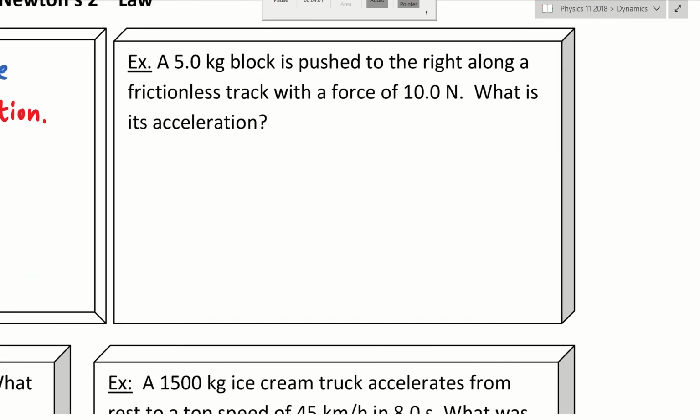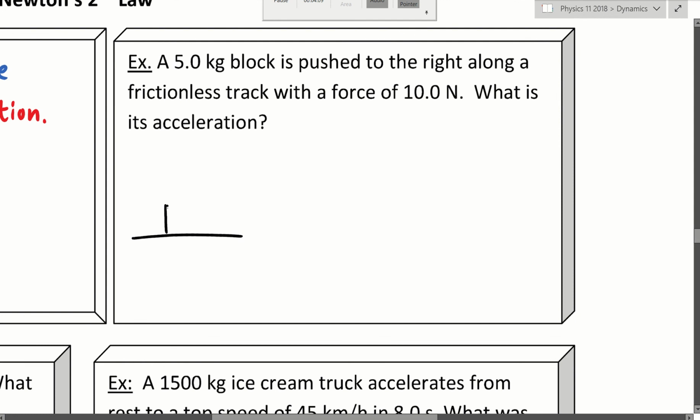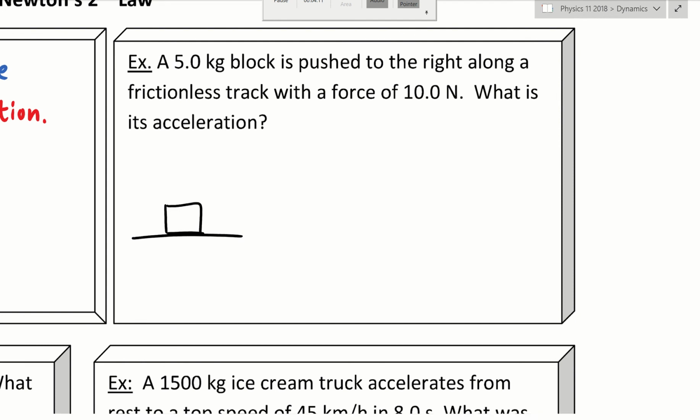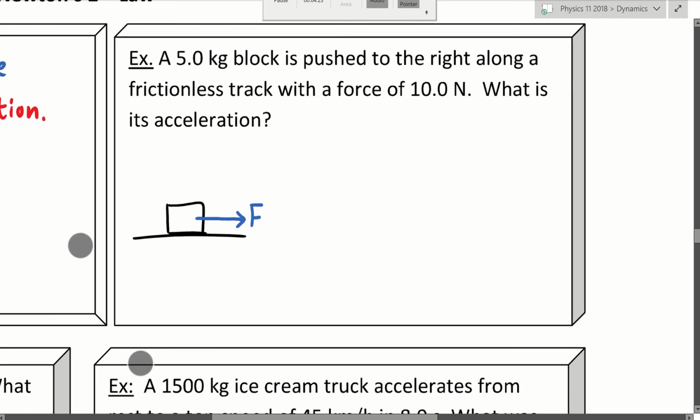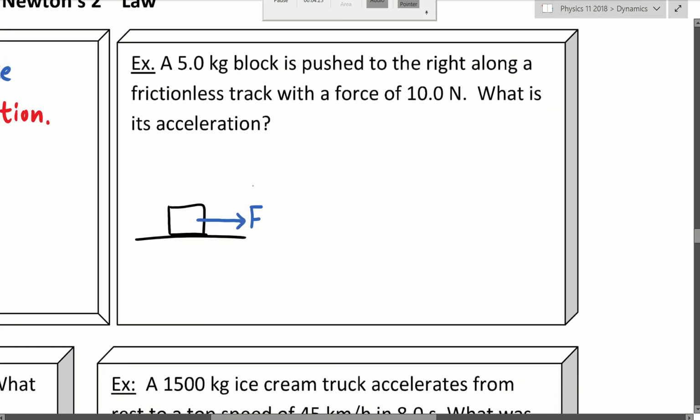First example: a 5 kilogram block is pushed to the right hand side along a frictionless track with a force of 10 Newton. Frictionless means no force of friction. So a block is being pushed to the right hand side. Someone is pushing that block. We call this an applied force. Applied force is just some kind of a push.